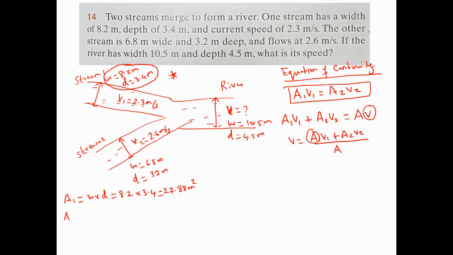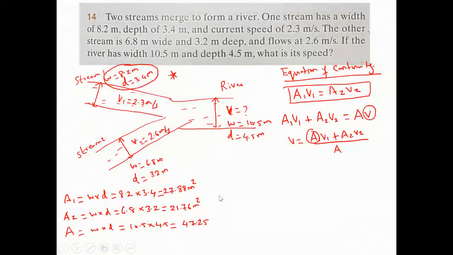Likewise, my second stream area, width multiplied by depth, is nothing but 6.8 multiplied by 3.2, which gives you the answer of 21.76 meters square. Likewise, my area of the river is equal to width times depth, which is equal to 10.5 multiplied by 4.5, which gives you the answer of 47.25. Am I right? 47.25 meters square.